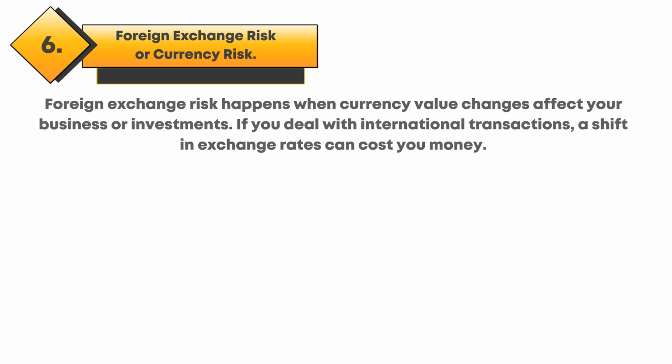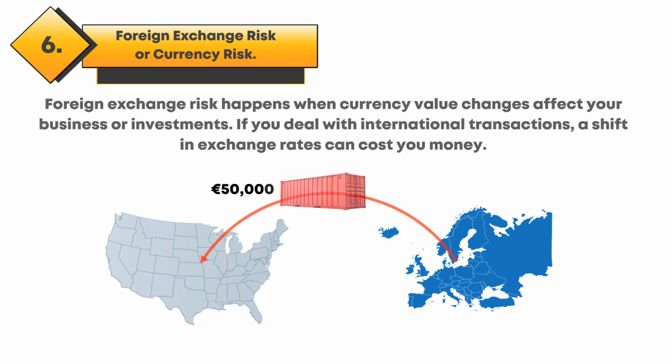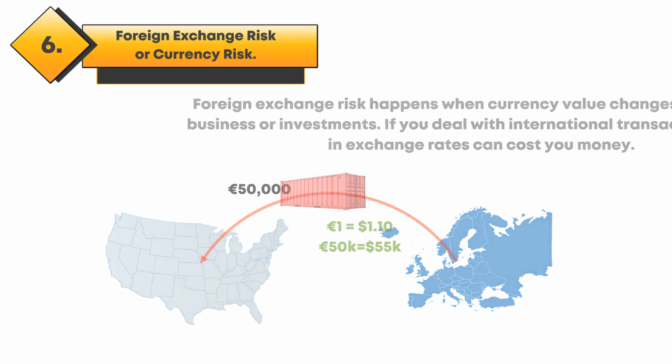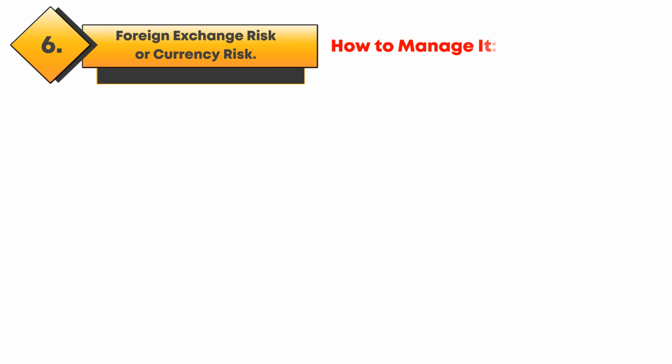For instance, you're a US-based importer buying $50,000 worth of goods from Europe, priced in euros. When you sign the deal, €1 equals $1.10, so you expect to pay $55,000. But if the euro strengthens to $1.20 by the time you pay, the cost jumps to $60,000. That's currency risk. Let's see how to manage it.